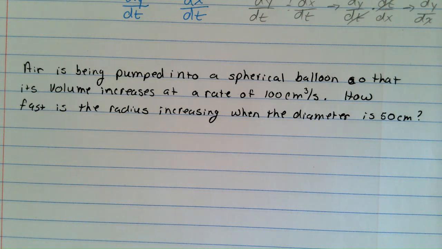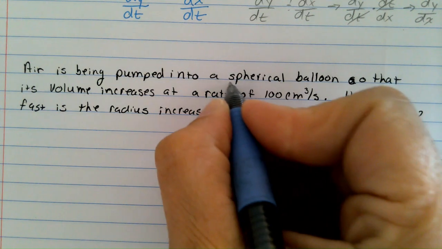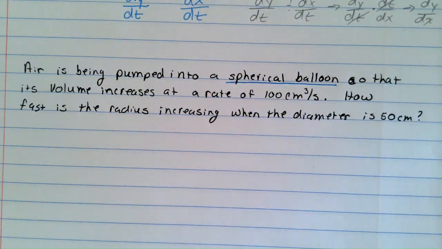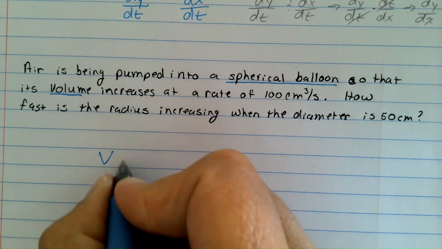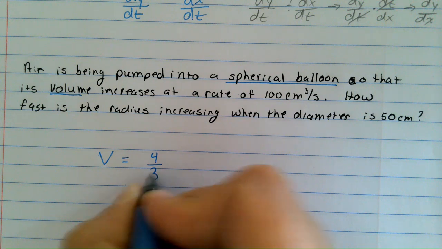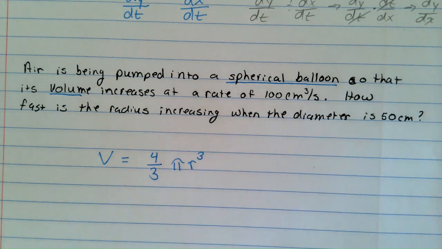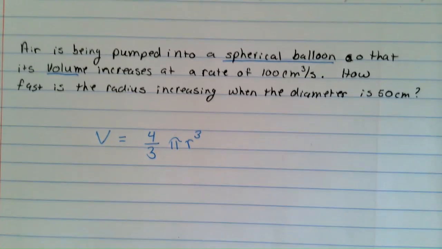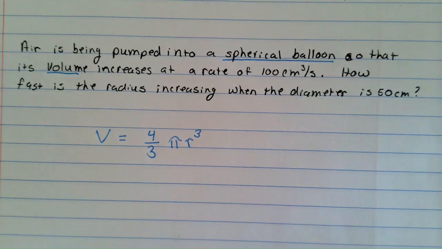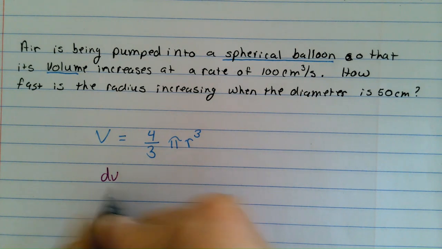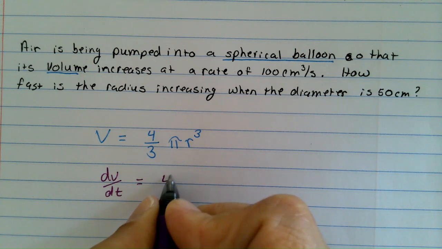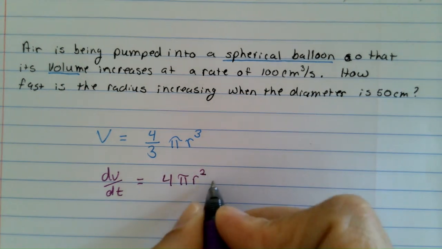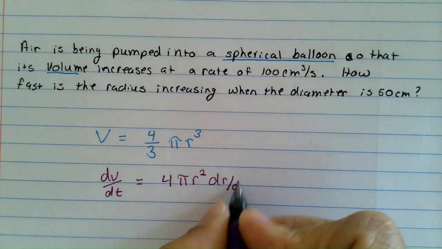So the first thing we have to identify is a primary equation. We have a spherical balloon, and we're talking about volume, right? So here's that formula: volume equals 4/3 pi r cubed. Okay, now we need to derive it. dV, technically dV dt, equals 4 pi r squared, and we derived r, so dr, technically dr dt.